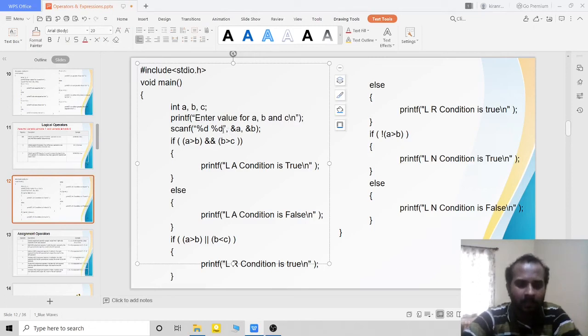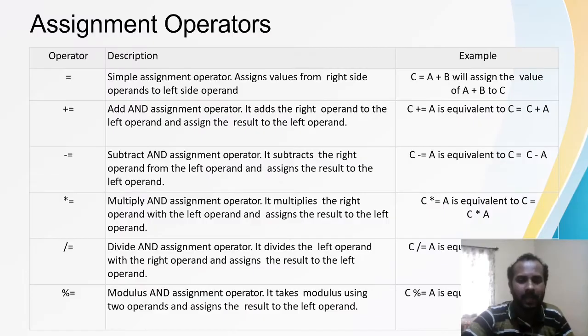So here I should have another conversion specifier, percentage %d, because I have to take the value for C also. Now, the assignment operator. The assignment operator is used to assign the values, right? So which is the assignment operator? The equal to symbol is your assignment operator.